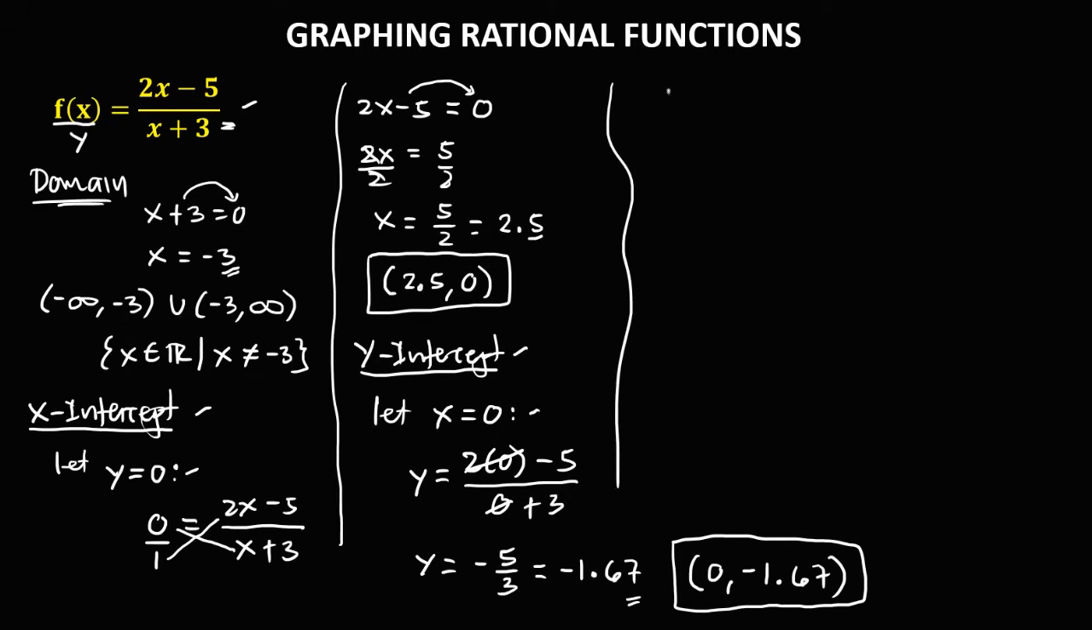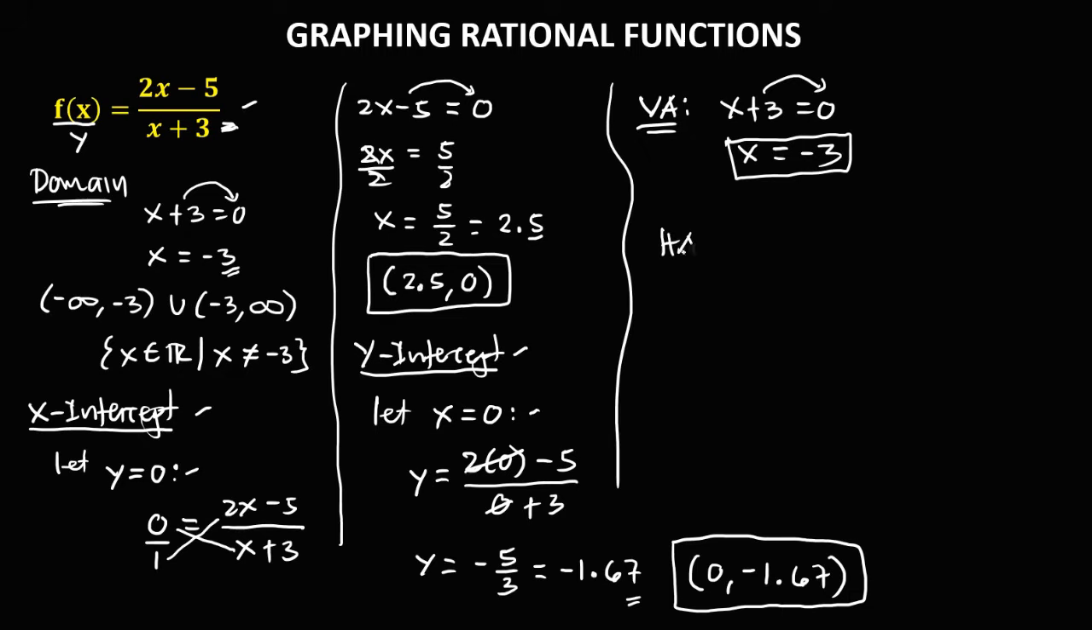Then solve for the vertical asymptote. In solving for the vertical asymptote, we just need to equate the denominator to 0. So we have x plus 3 equals 0. To solve for x, transpose the positive 3, so x equals negative 3. So this one is the vertical asymptote.